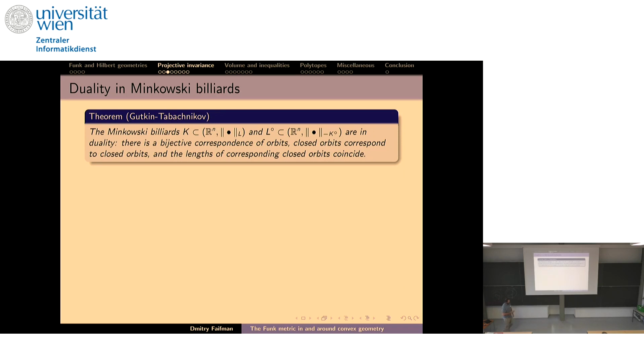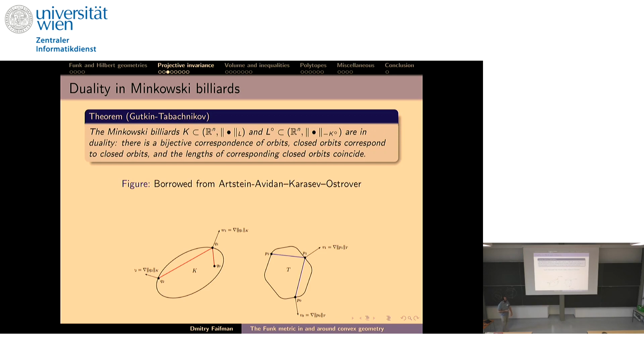And there's another duality that's relevant. It goes to Gutkin and Tabachnikov. If you consider the two billiards, once again, K inside the space with L the unit ball, and L polar with minus K polar the unit ball, then there is a duality of the billiard orbits. There is a correspondence of billiard trajectories. Closed orbits would correspond to closed orbits, and the length is the same for corresponding closed orbits. And here is how it works, very briefly.